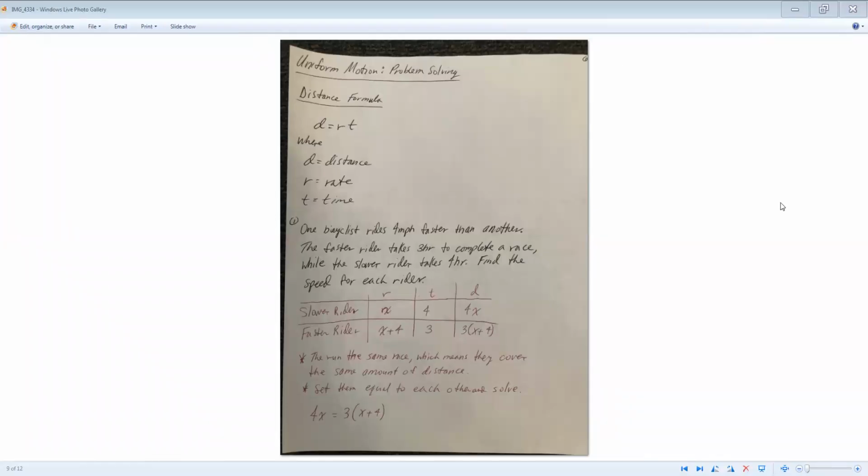This video is on uniform motion and problem solving. So we're going to start off using our distance formula, which is d equal to r times t. D represents distance, r represents rate, t represents time.